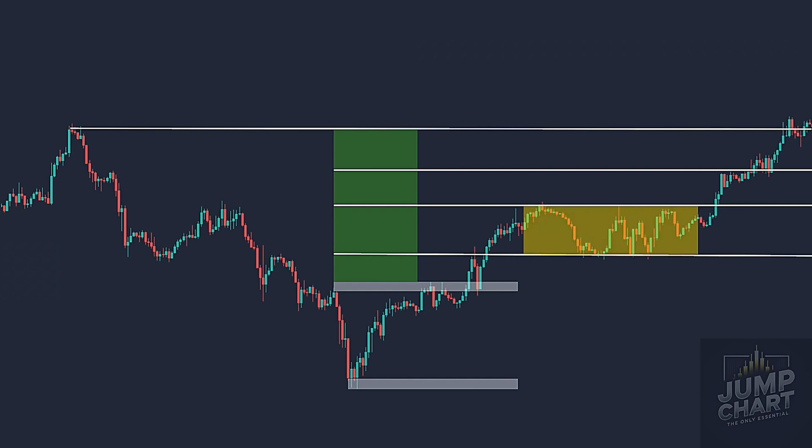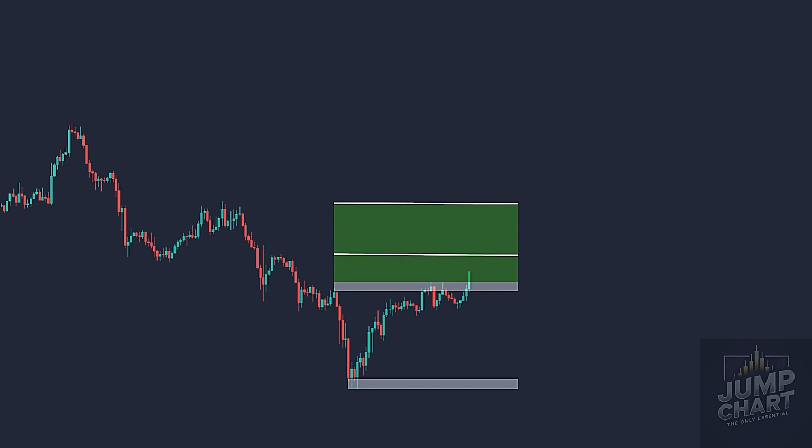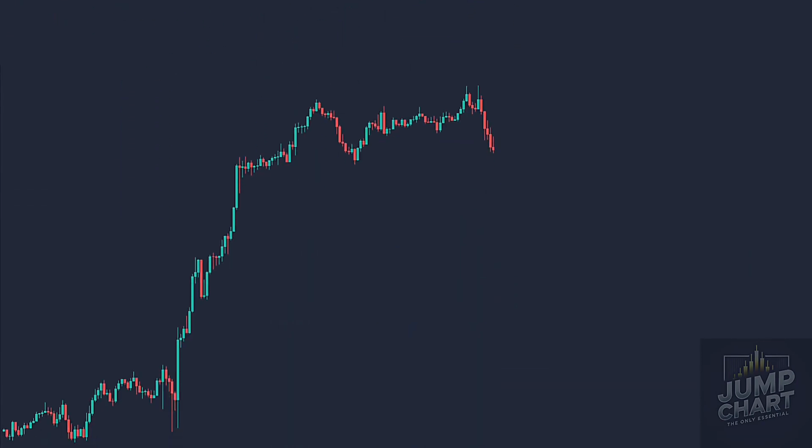Midway through the move, we highlight a key consolidation area. It's a small pause that reflects temporary indecision. Spotting these is really important, as demonstrated before, they signal where price may stall or bounce before continuing. By mapping the zone and layering in targets, we give the trade structure and built-in risk control. We also show a more conservative version of the same setup, a smaller zone with less risk that still works just as well. Now into the final scenario.